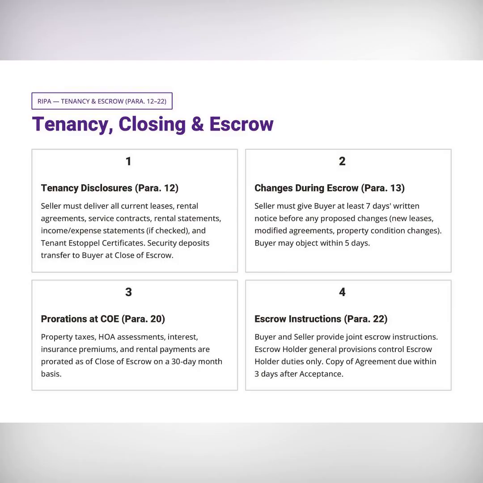At the close of escrow, various items like property taxes, HOA assessments, and rental payments are typically prorated on a 30-day month basis. Both buyer and seller provide joint escrow instructions, and a copy of the agreement is due to escrow within 3 days after acceptance.